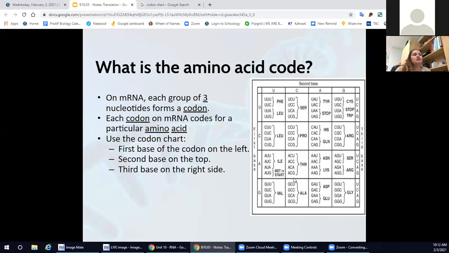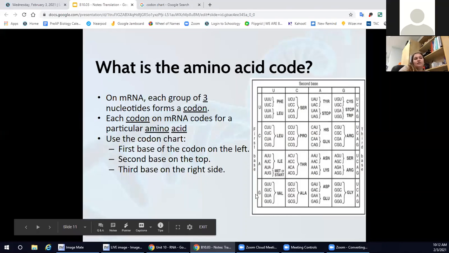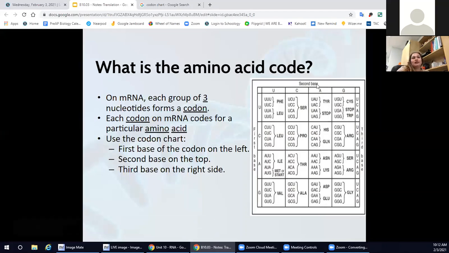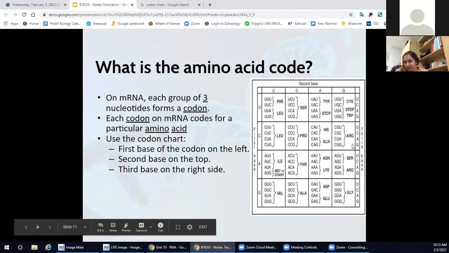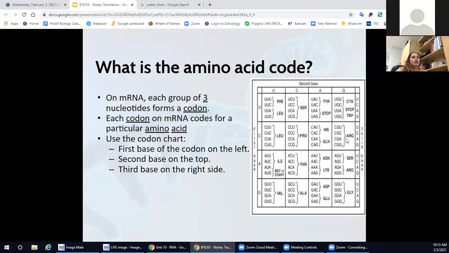The first thing you're going to do is use the first base on the left. So whatever your first letter is, you're going to pick that row, U, C, A, G. Then your second base is on the top. So if your second letter, you're going to pick that column. And then your third base is on the inside. So first letter, second letter, third letter will tell you which one it is. And then these funky letters next to it, that's your amino acid in a shorthand form. They're really long names, but we just write them short for the sake of the codon chart.